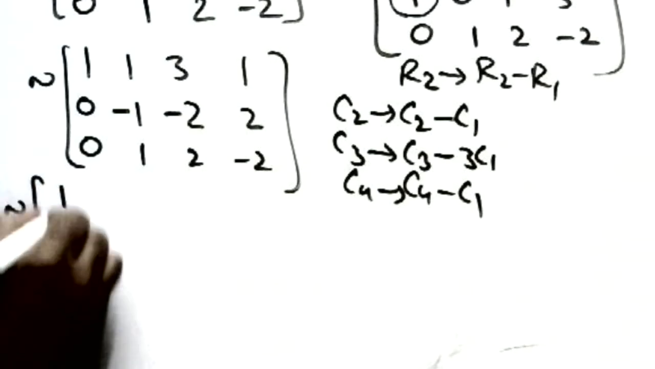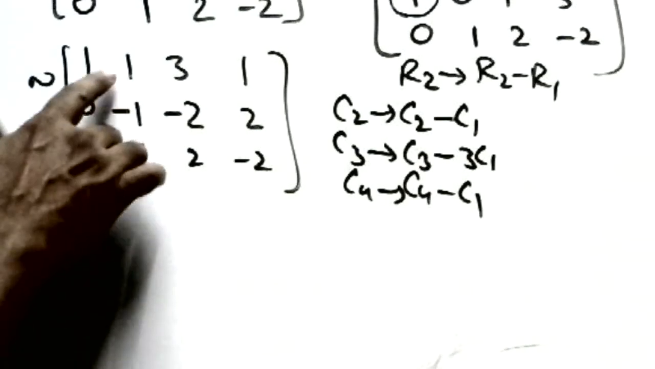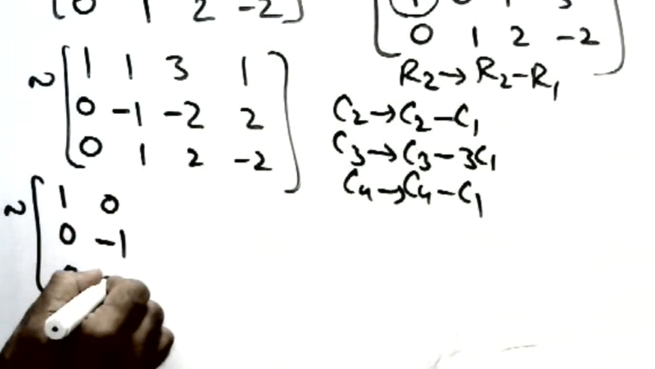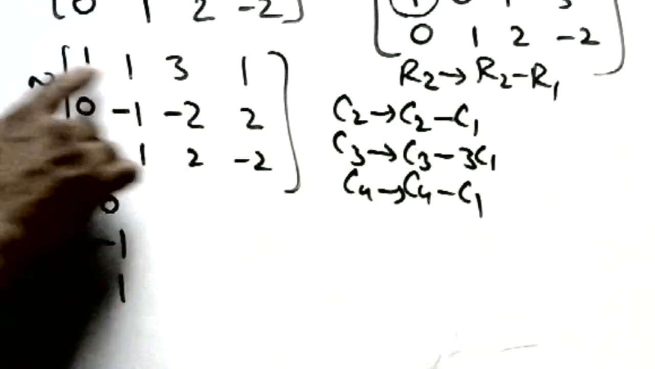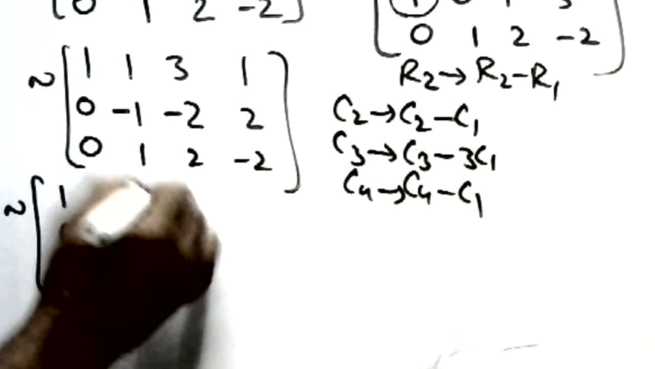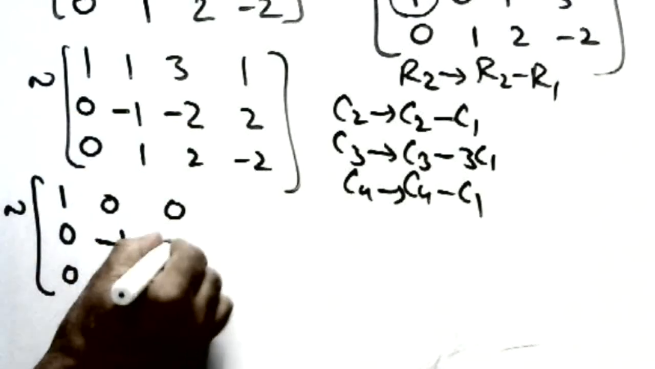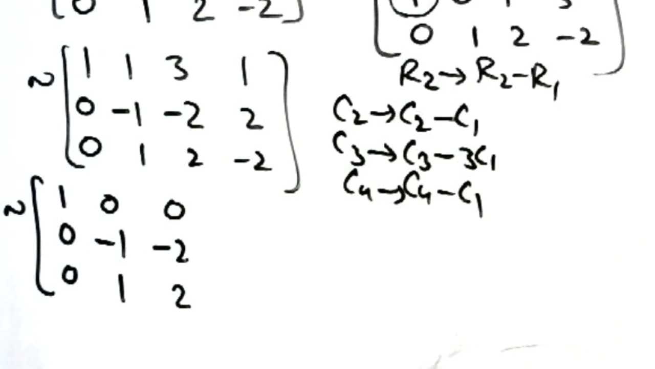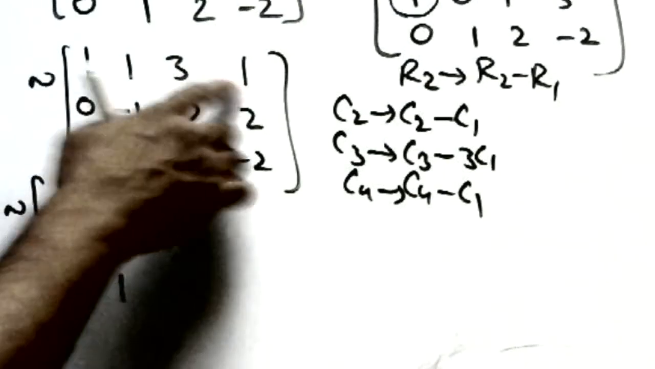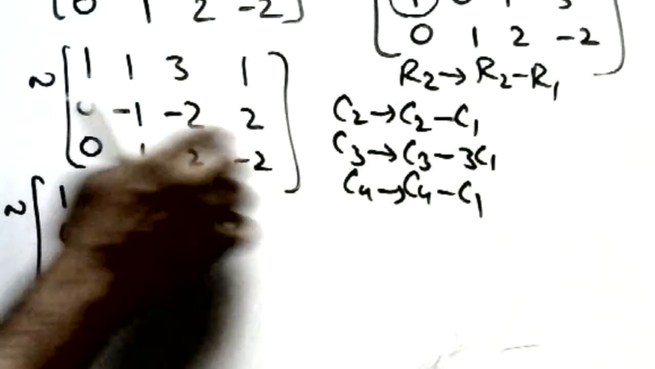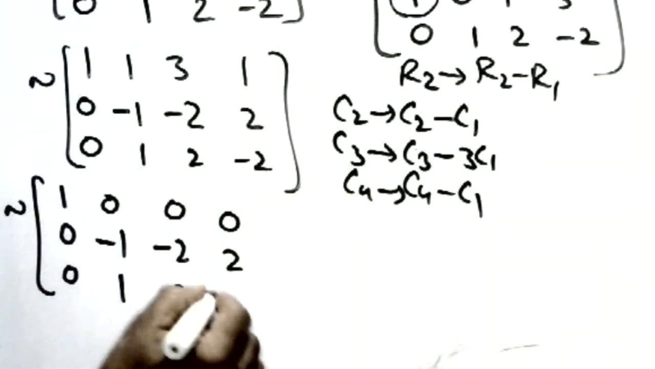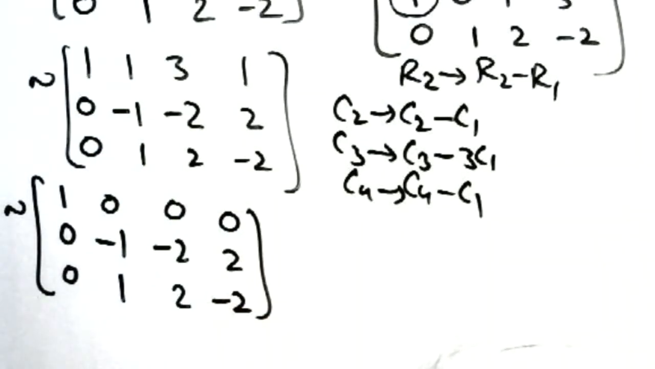So let me change here. First column we are not changing, 0 0. Second column 1 minus 1 is 0, minus 1 minus 0 is minus 1, 1 minus 0 is 1. Now 3 minus 3 is 0, minus 2 minus 0 will be minus 2 only, 2 minus 0 will be 2 only. Now the last step: 1 minus 1 is 0, 2 minus 0 is 2, minus 2 minus 0 is minus 2.